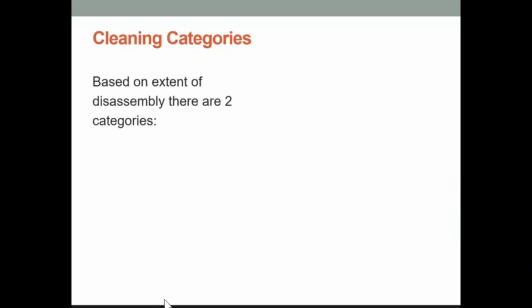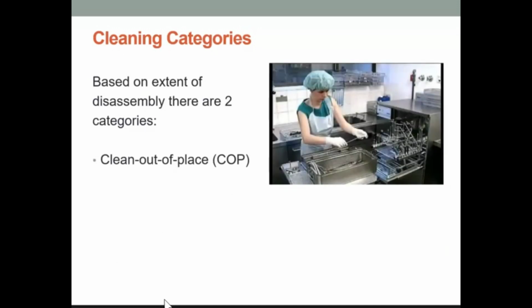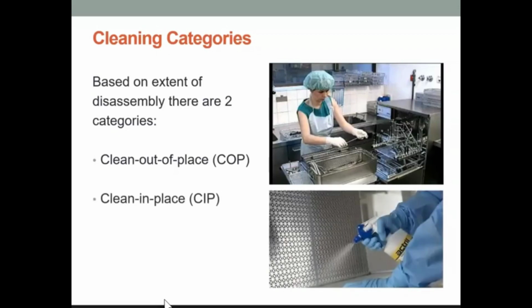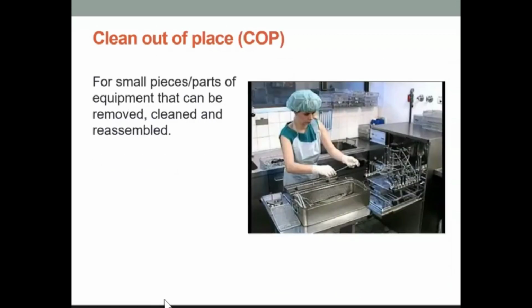Your cleaning categories, again, when you break it down, there are 2 main categories. You're talking about whether you clean something out of place, COP, where you disassemble your pieces of equipment or your components that cannot be cleaned in place, and you put them either through a washer or you manually clean them yourself. The second one is clean in place, where you actually clean the piece of equipment or the reactor in the process and it's not being removed.